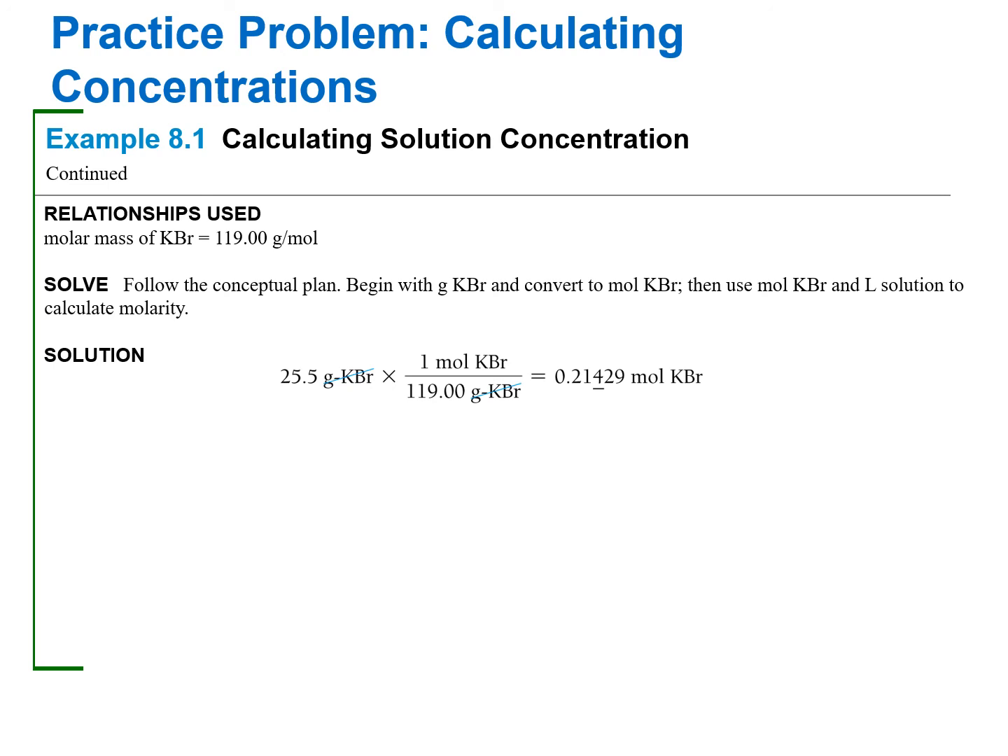And now we just get to do the math, which means we're going to divide 25.5 by 119, and we'll end up with 0.21429 moles of potassium bromide. Now what are we going to do with this value?